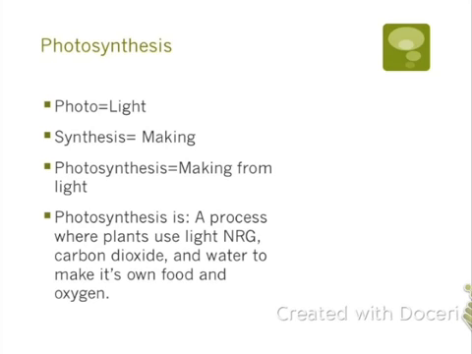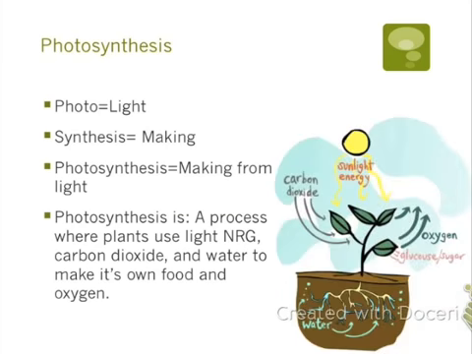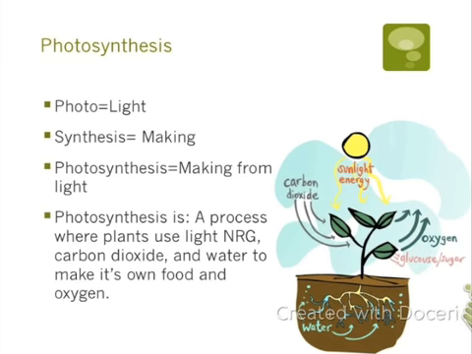and oxygen. Here's a little diagram explaining that. We have the sunlight, carbon dioxide and water going into the plant. The plant makes its food, which is called glucose, and the oxygen is released.